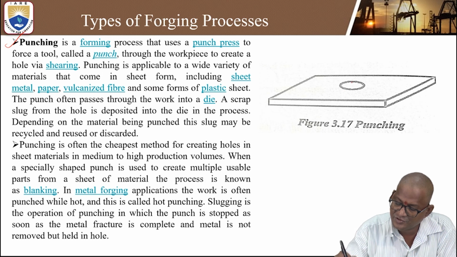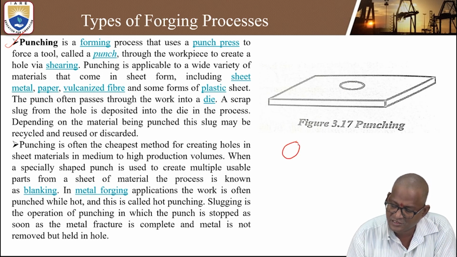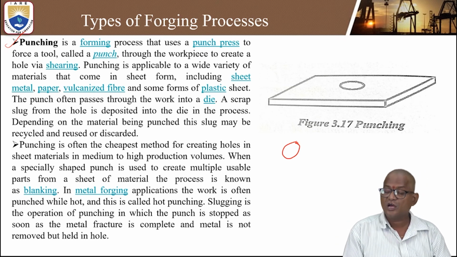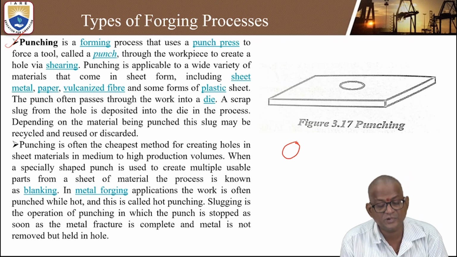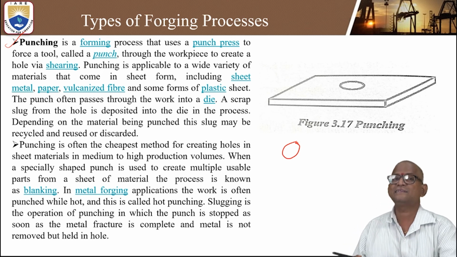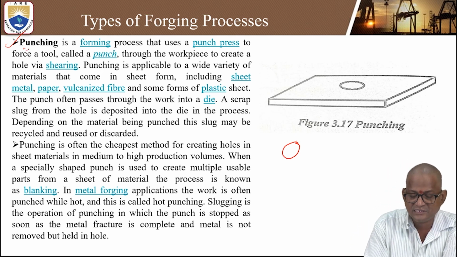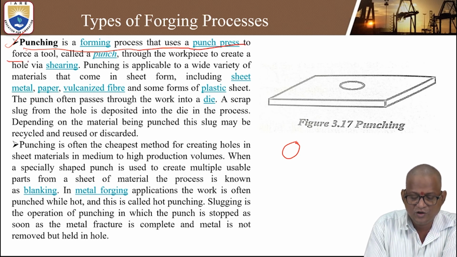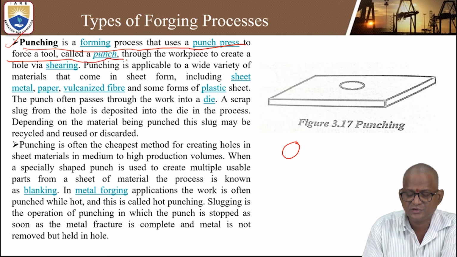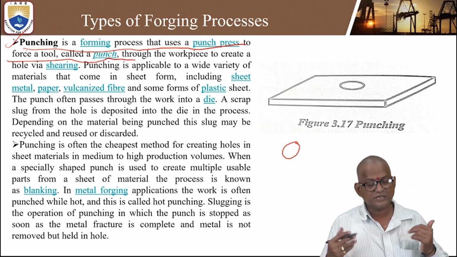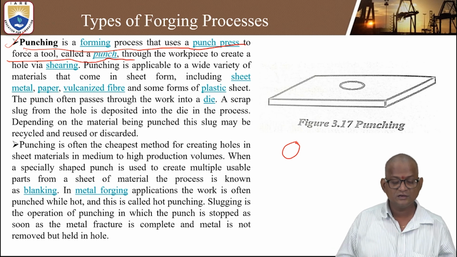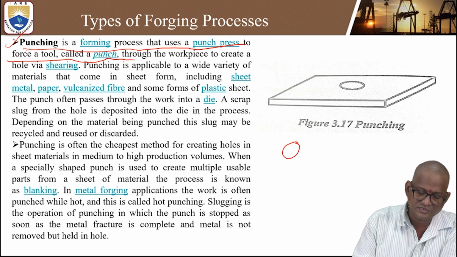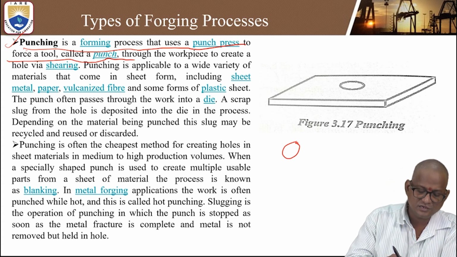So you can see that if you punch it and remove that piece, you will get a hole. Okay, this is called punching, or making holes only. This will be applicable. And once again, I can read the definition of punching. Punching is a forming process that uses a tool called a punch to go through the workpiece to create the hole via the shearing process.